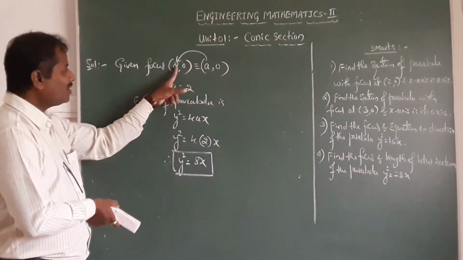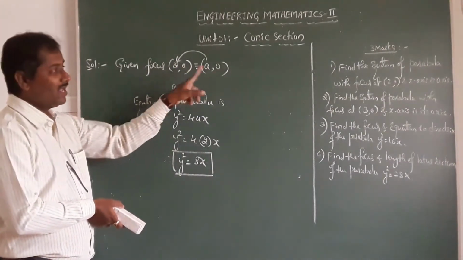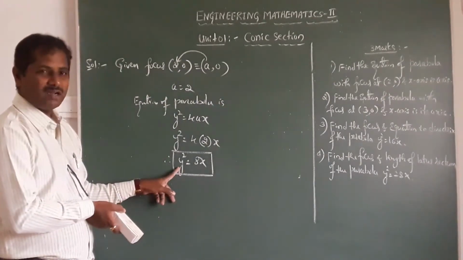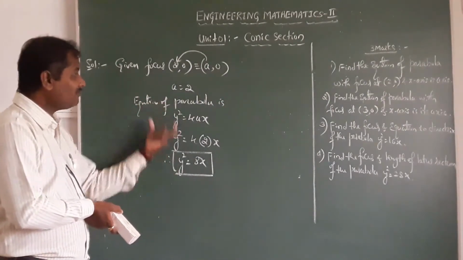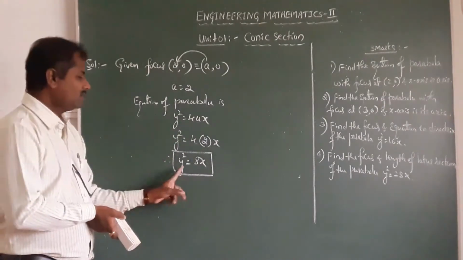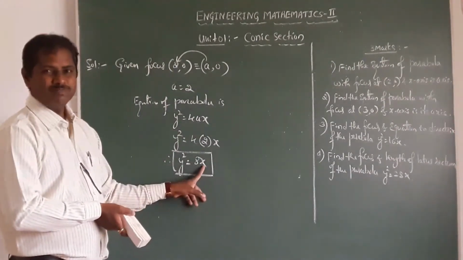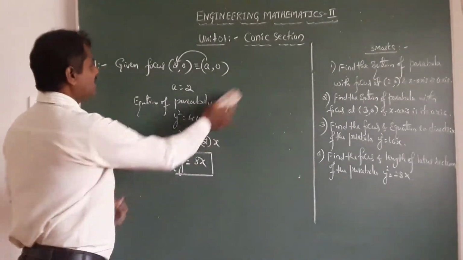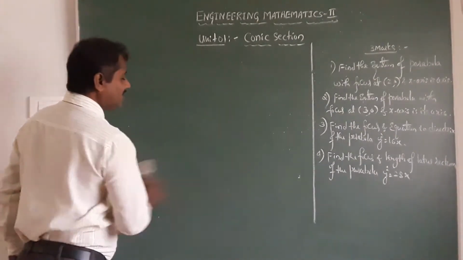So here focus is given (2, 0) and the axis is x-axis. What is the equation of the parabola? So we can easily find this equation of parabola, that is y square is equal to 8x. Okay, so now let us discuss one more question on the same method.